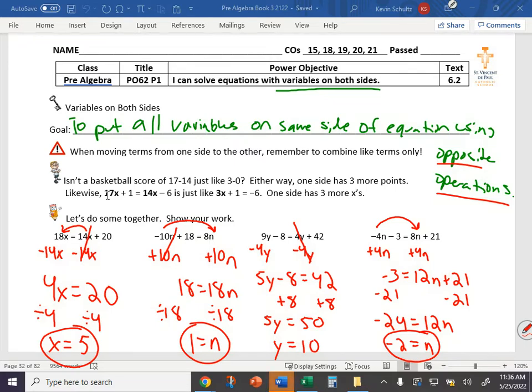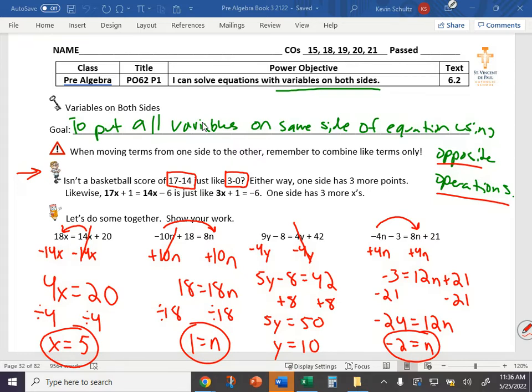Opposite operations, another way to think about this, is my little avatar here, which means there's a nifty tidbit to be had. You can kind of relate variables on both sides to a basketball score. If you are ahead 17 to 14, that's really the same as being ahead 3 to 0. You don't get style points or bonus points for scoring. You just want to score more points than the other team. Whether you win 17 to 14 or 3 to 0, it's the same either way.